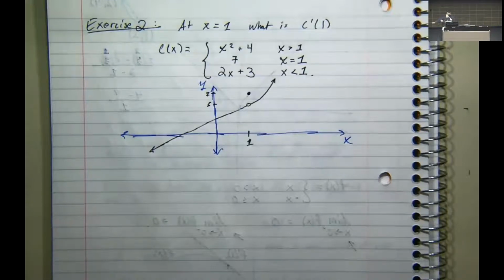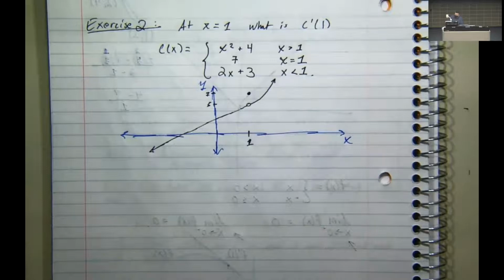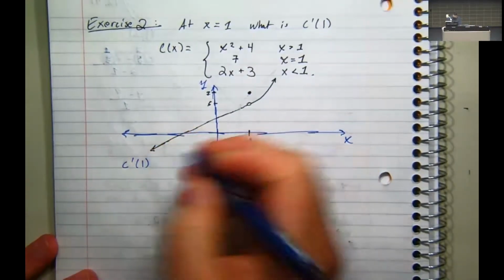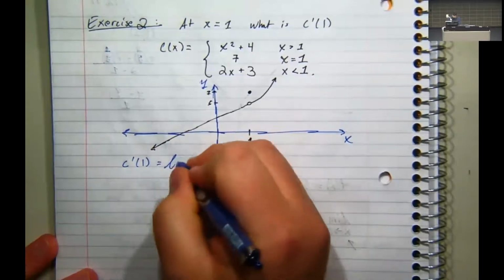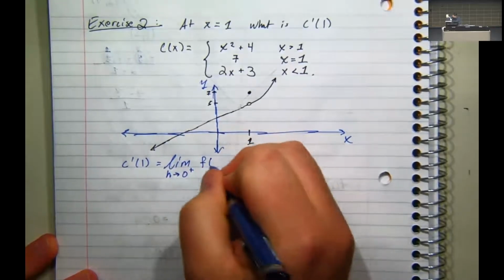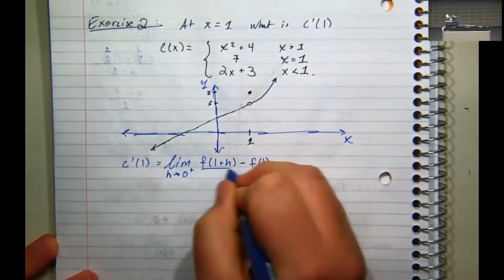So let's go ahead and go through this. We once again see that it's obviously discontinuous at the point x equals 1. So we could just stop there and say the derivative doesn't exist, but we're not going to do that. We're going to go through the equations. So c prime at 1 is equal to the limit as h approaches 0 from the positive of f at 1 plus h minus f at 1, all over h.